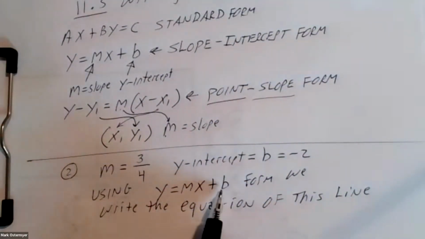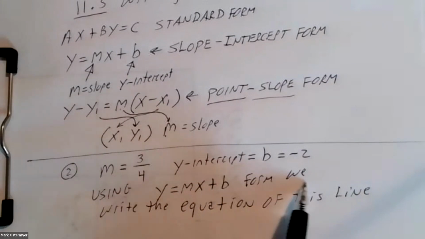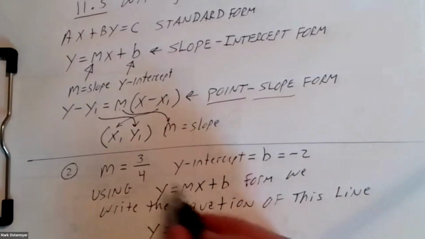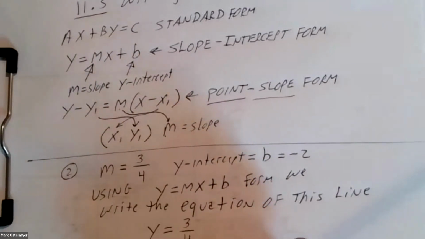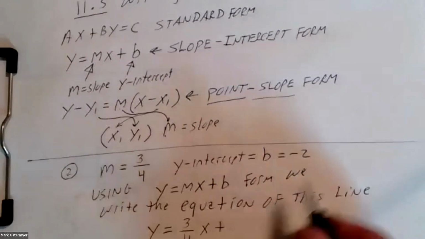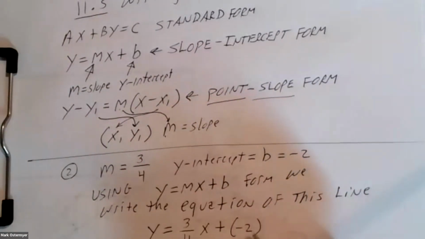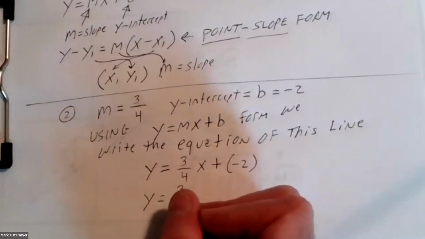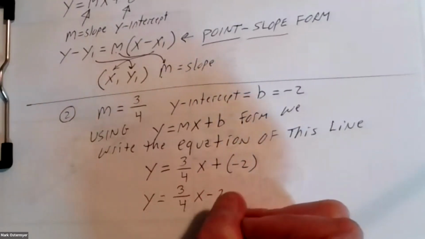So using the slope intercept form y equals mx plus b, we can now write the equation of this line just by substituting in what for m? What's the slope of this line? 3/4, plus what's the y-intercept? -2. And ladies and gentlemen, we're done with this problem. We have the equation of this line. It's y equal to 3/4 x minus 2.